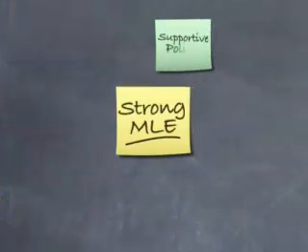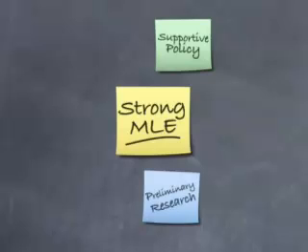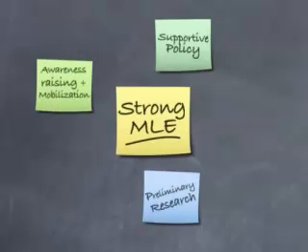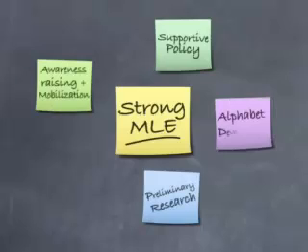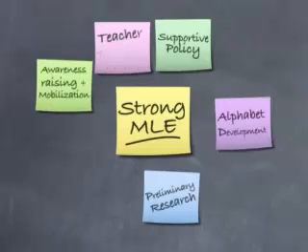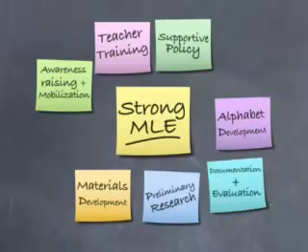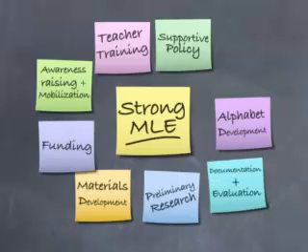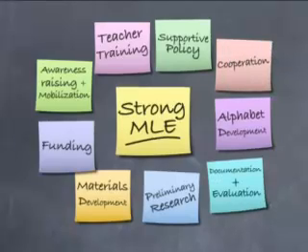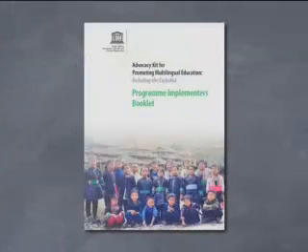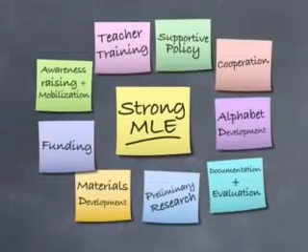Supportive policies, preliminary research, awareness raising and mobilisation, alphabet development, teacher recruitment and training, curriculum and learning materials development, documentation and evaluation, funding and cooperation. Additional information can be found in the Implementers section of the UNESCO Advocacy Kit for promoting multilingual education. Let's now look at each of these steps individually.